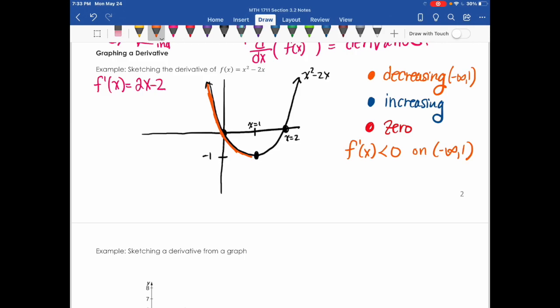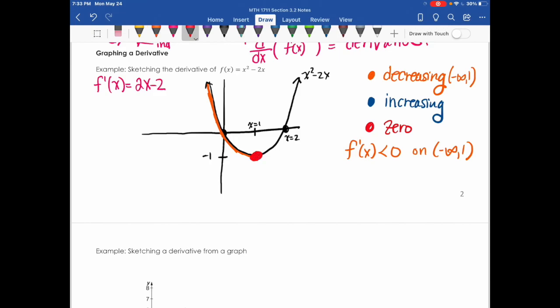Remember what the derivative means. It's the slope at any particular point on the function, the slope of the tangent line. So when I'm graphing the slope of the tangent lines, anywhere where the function is decreasing, the derivative should be negative.